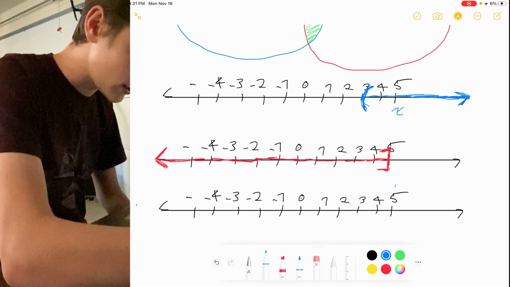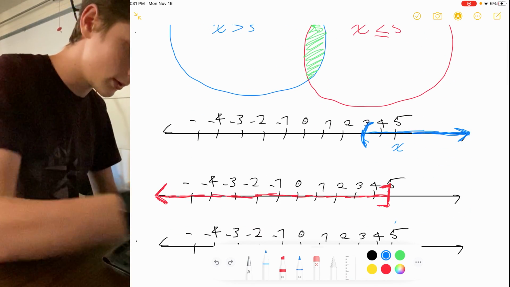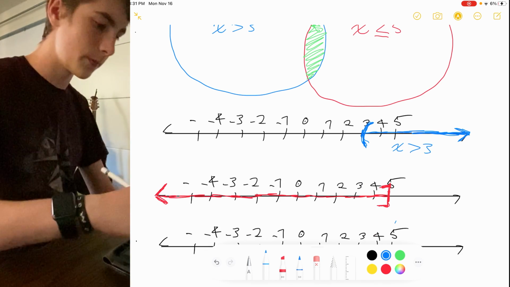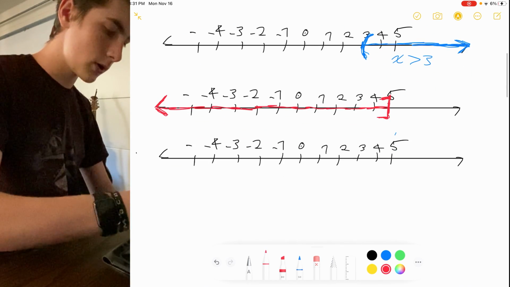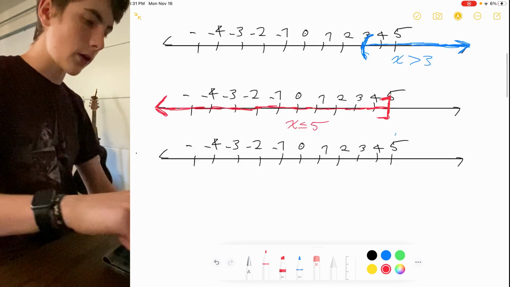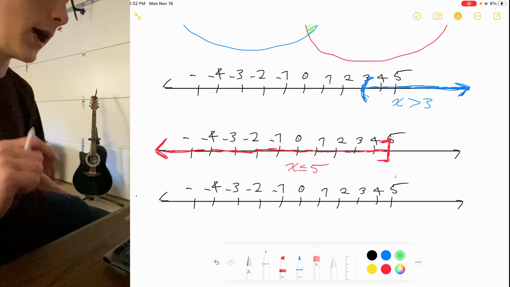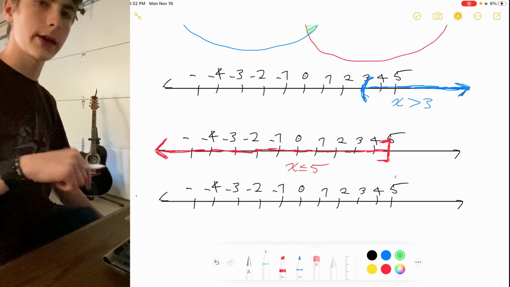This blue one is, sorry, wait, did I say? No, x is greater than 3. This red one is x is less than or equal to 5. Now we're going to do the green one. And what's the green one going to be? The green one is going to be x is greater than 3 and x is less than or equal to 5.